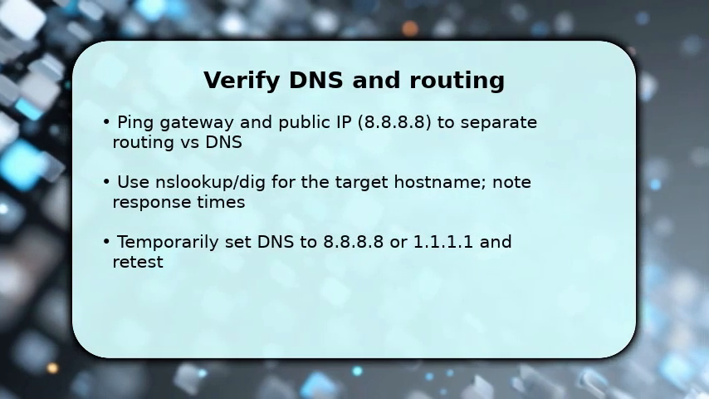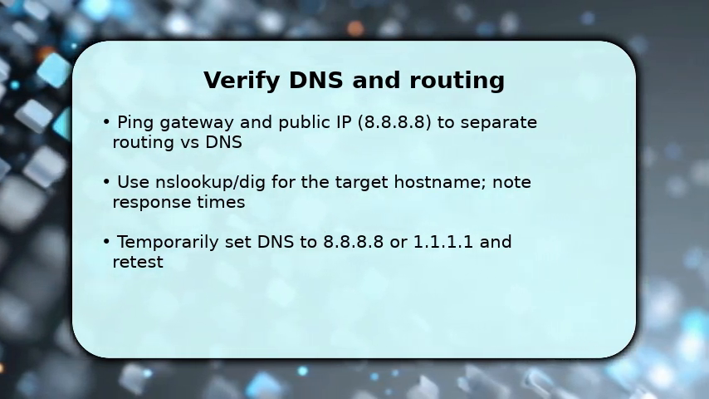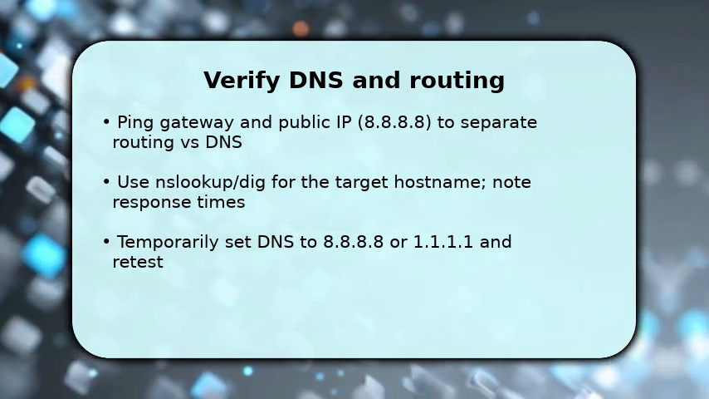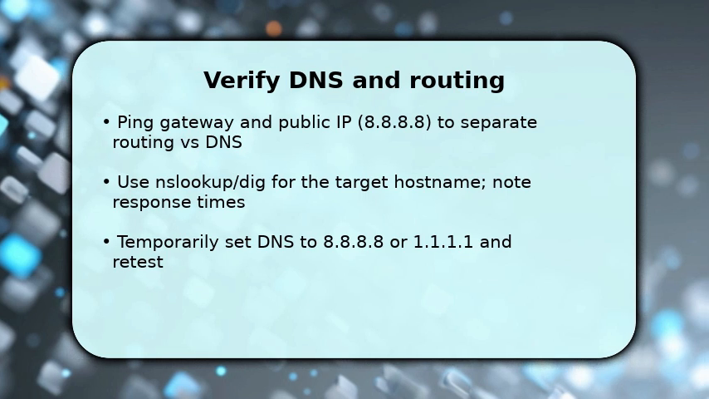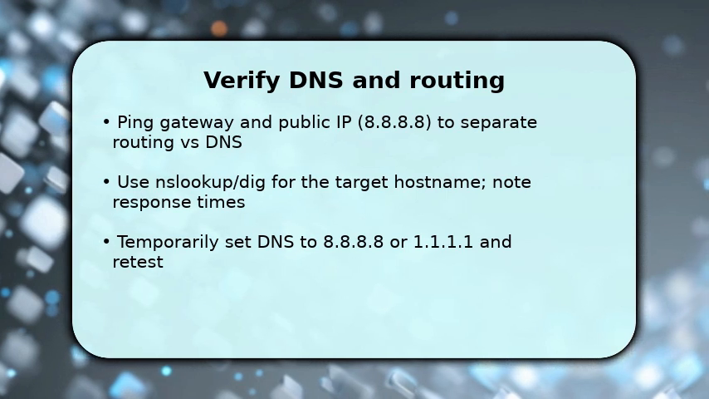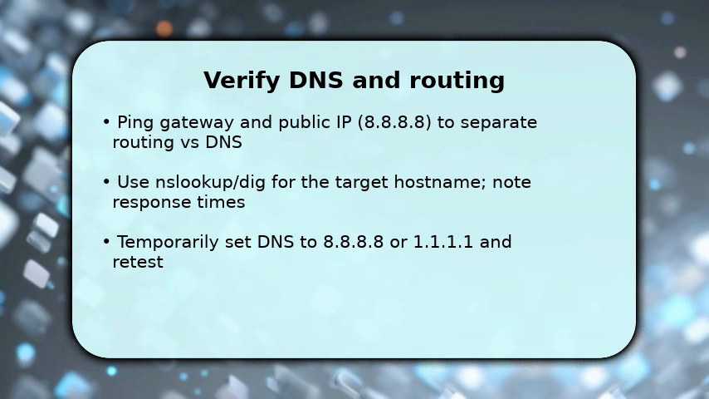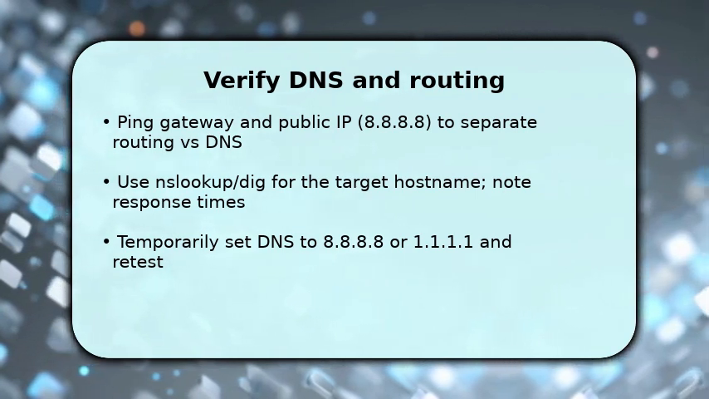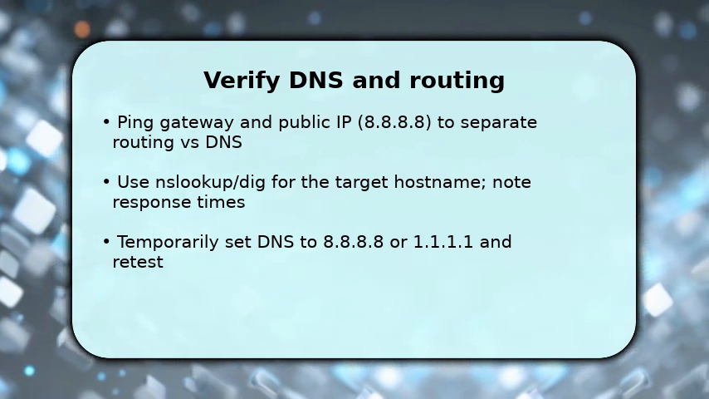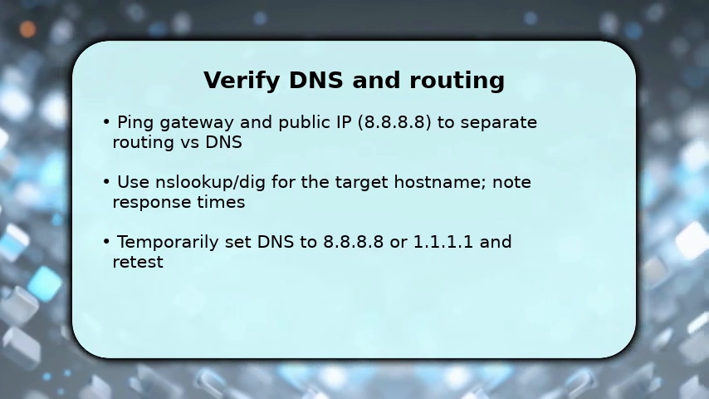Next, separate DNS problems from routing failures. Ping your gateway, then ping a known public IP like 8.8.8.8. If that works, routing is fine and DNS is suspect. Use nslookup or dig on the target hostname to see if a record resolves and note any timeouts. Once you identify DNS as the culprit, temporarily switch your device or router DNS to 8.8.8.8 or 1.1.1.1 and try loading the site again, because a fast public resolver often restores name resolution immediately.